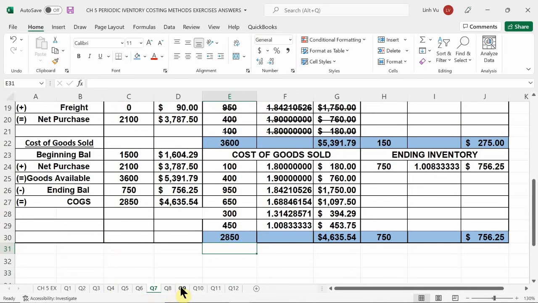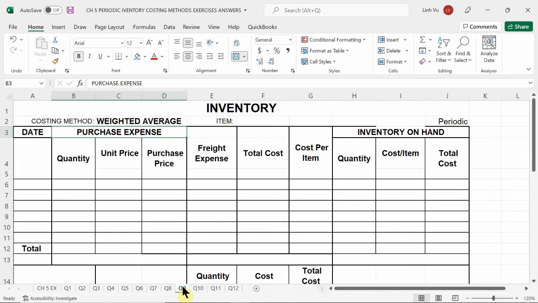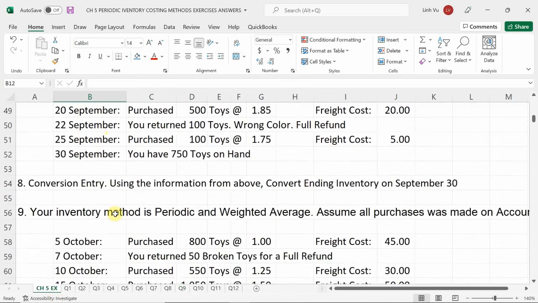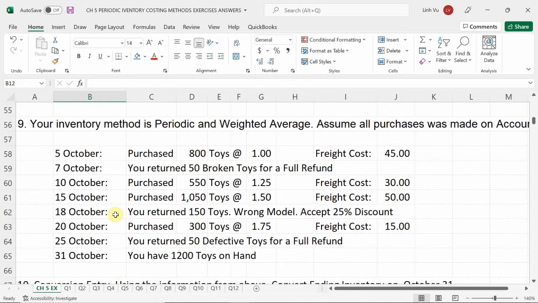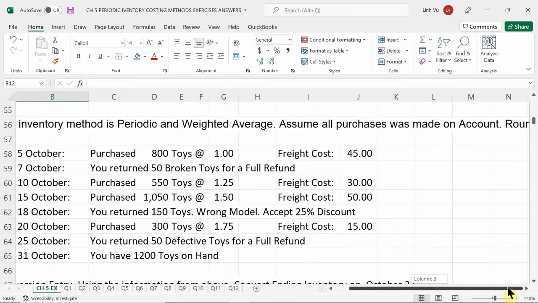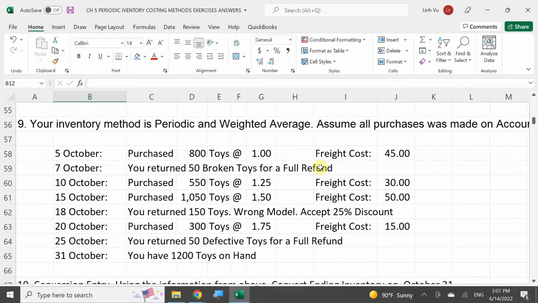So the last section we have, for the last two inventory worksheets, is we're going to be dealing with weighted average. Again, these scenarios are going to start off in October, but we're going to start as if we're starting off brand new. Okay, so here you go. Question number 9. Your inventory method is periodic and it is weighted average. Assume that all purchases were made on account and round to the nearest penny.